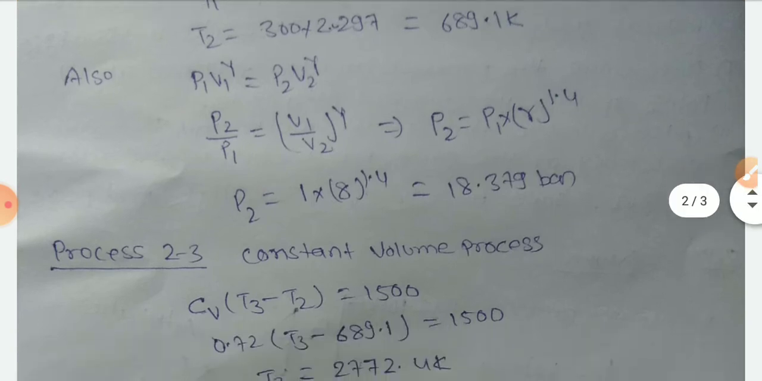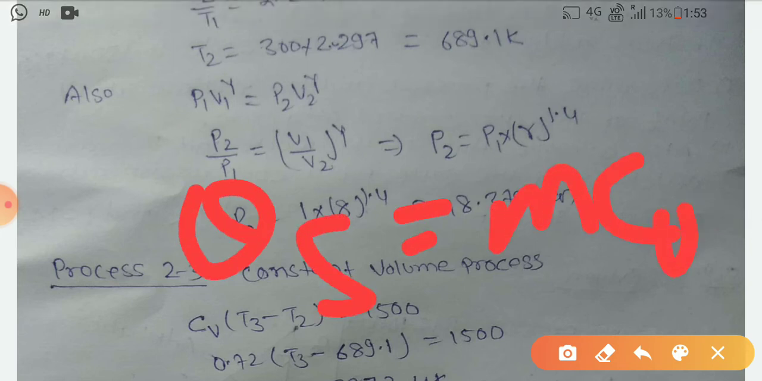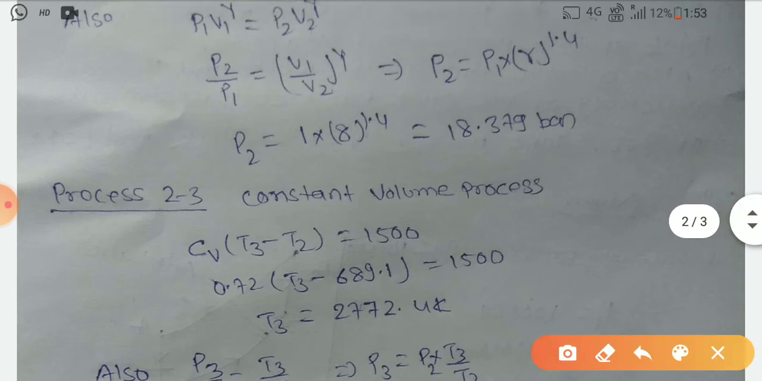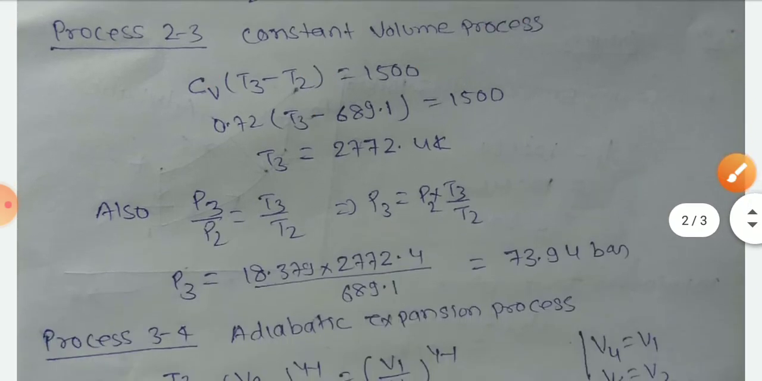Now I am going to process 2 to 3, that is a constant volume heat addition process. Here I consider 1 kg of mass, so you can write heat supplied is equal to m Cv (T3 minus T2). So Cv (T3 minus T2) equals the heat added, which is given as 1500 kilojoule per kg. T2 you already found, Cv is given in our problem, so you can find T3. T3 is equal to 2772.4 Kelvin.